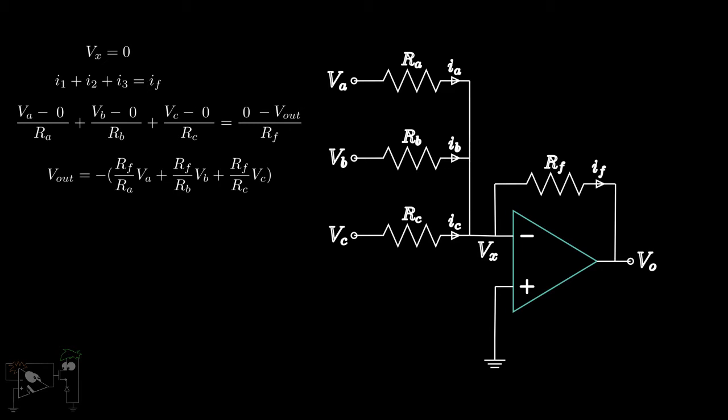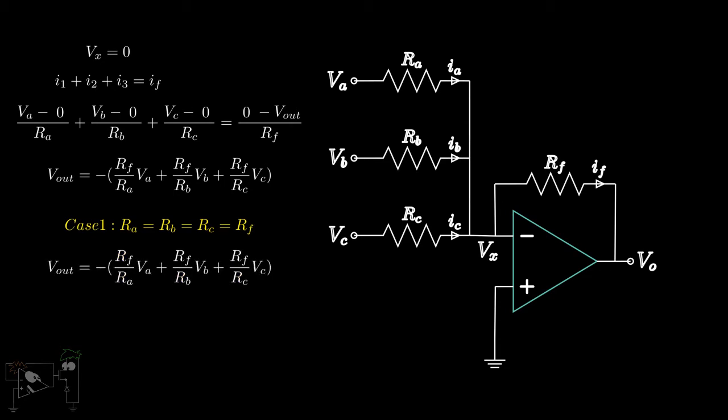The scaling operation has a lot of different applications. This is quite useful in the music industry, where the producer might want different instruments at different sound levels while mixing a song. Suppose we choose the same values for all resistors, that is, RA is equal to RB is equal to RC is equal to RF. If we substitute this in our previous equation, we get Vout is equal to minus of (VA plus VB plus VC). In this manner, we can get direct addition of signals as well.